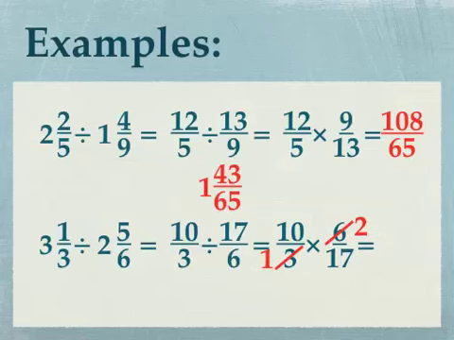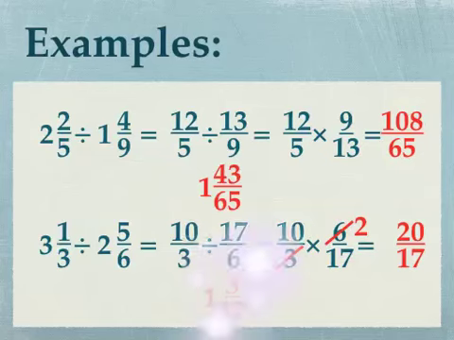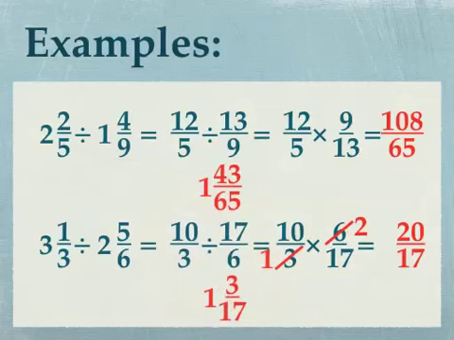When you multiply straight across, we have 10 times 2 is 20, and 1 times 17 is 17. This is an improper fraction. 17 can go into 20 one time, so my whole number is 1. We have 3 left over, so it's 1 and 3/17.